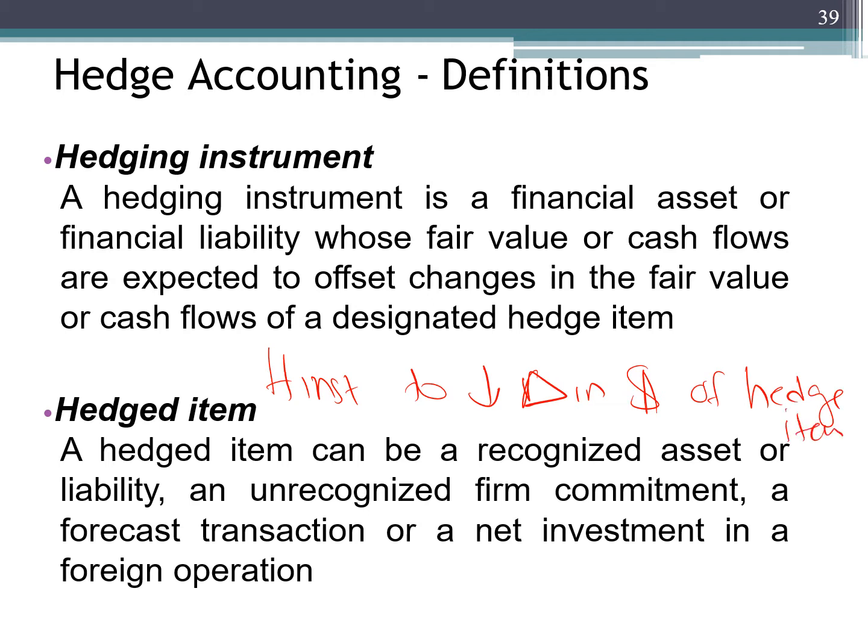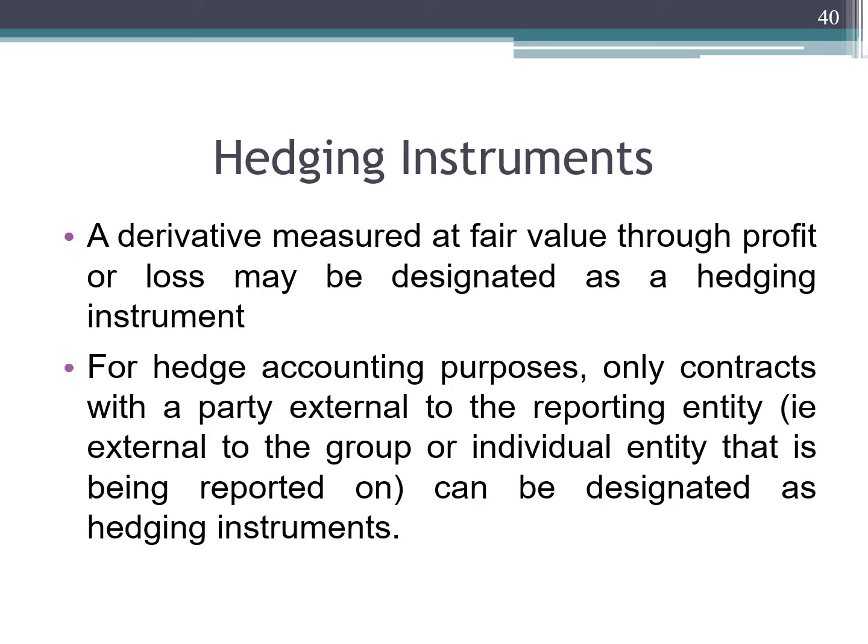Okay, and then what is the hedged item? The hedged item is an item that can be a recognized asset or liability, or an unrecognized firm commitment, or a forecast transaction, or a net investment in a foreign operation. Okay, so we have two types here. When we are going to enter hedging accounting, we need to have these two items, the hedging instrument and also the hedged item.